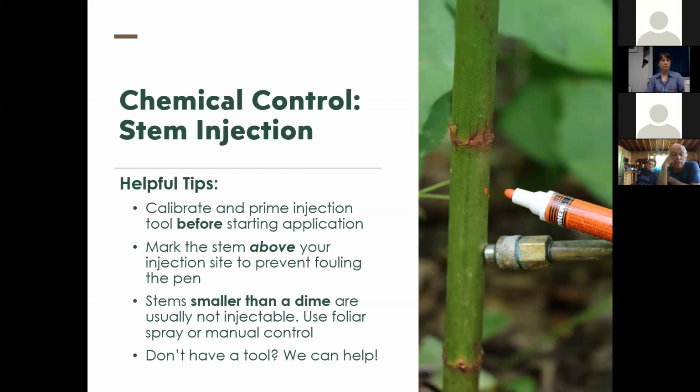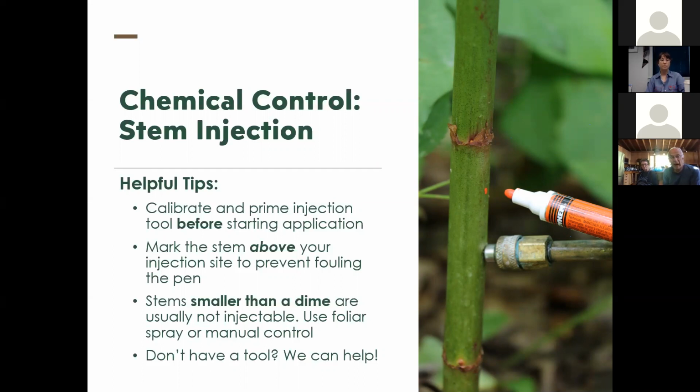And typically stems that are smaller than a dime in diameter will not be injectable. We find that when you try to inject these small stems, they will split in half and then not hold that herbicide. So for these very small stems, you can either perform a foliar spray or manual control and dig those stems up.